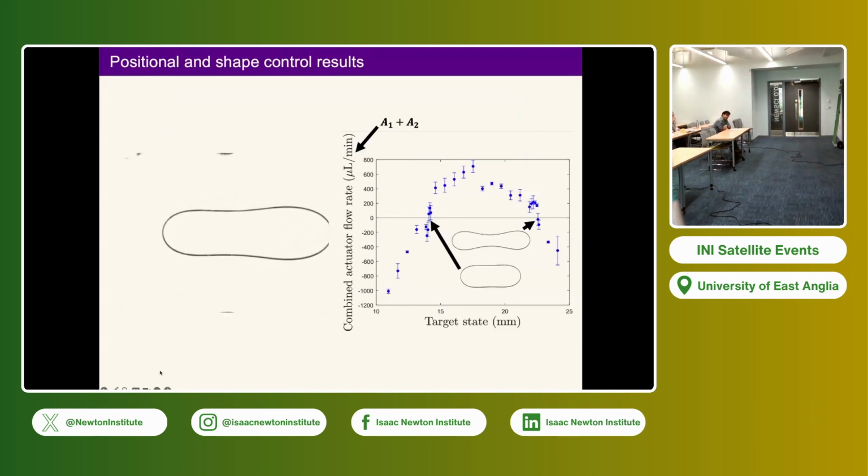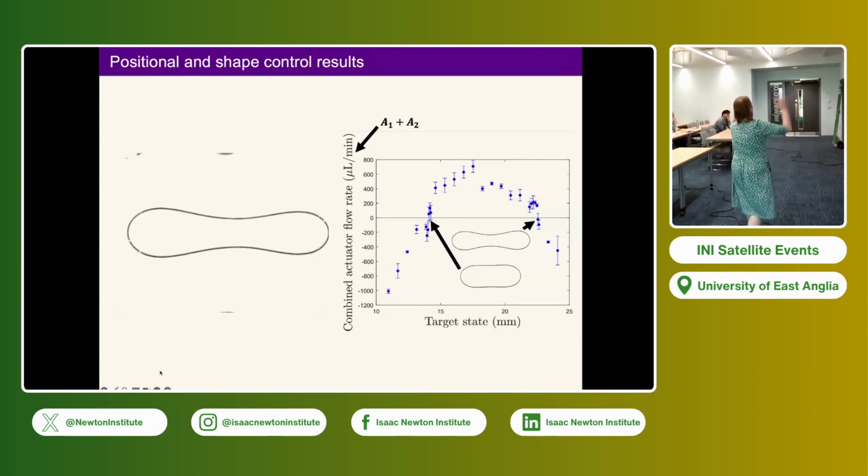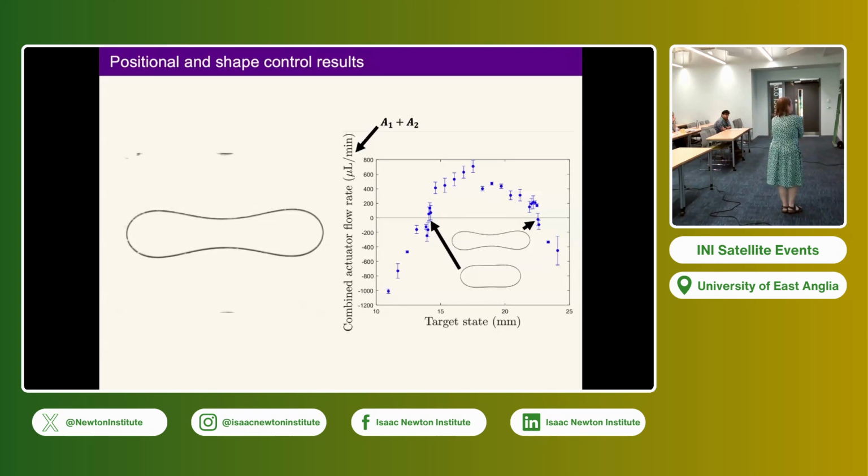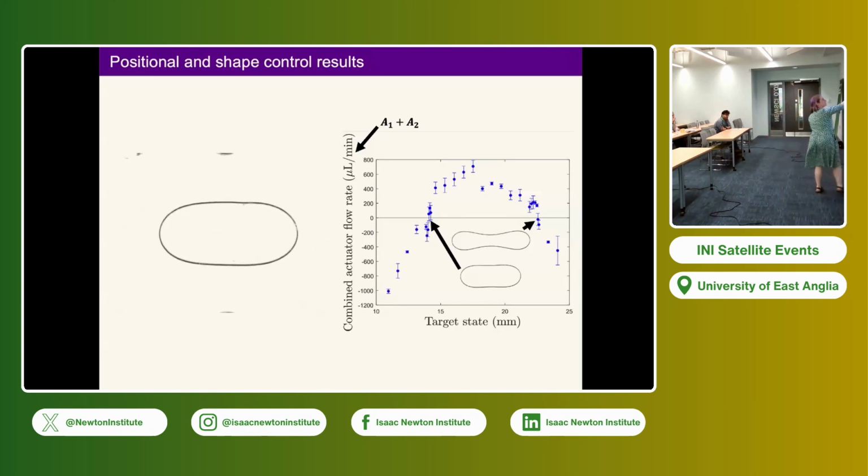under positional and shape control. So you can see the positional control is making it centered, and then we're applying. It's really lucky that this works. Shape control, I'm pretty sure we might get to this.